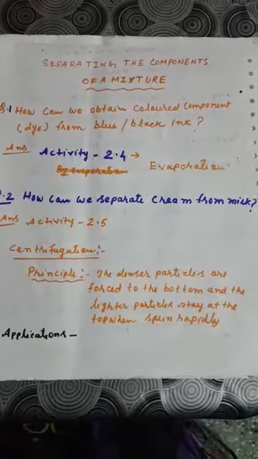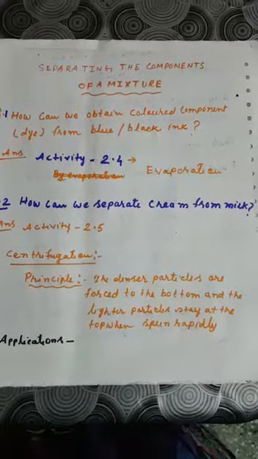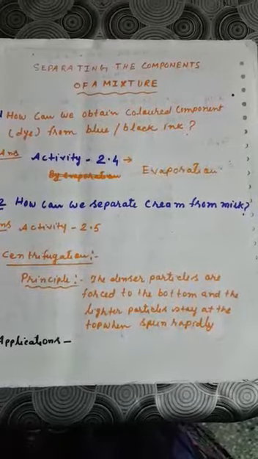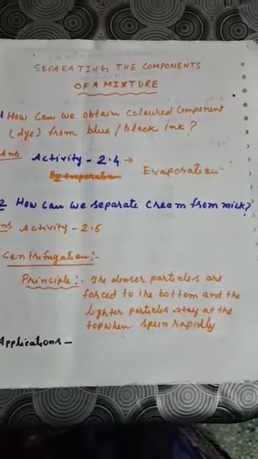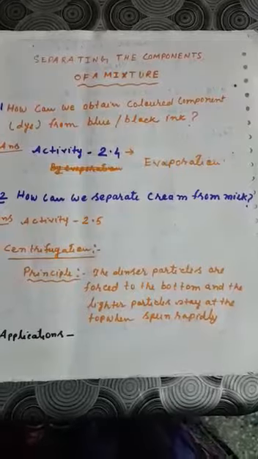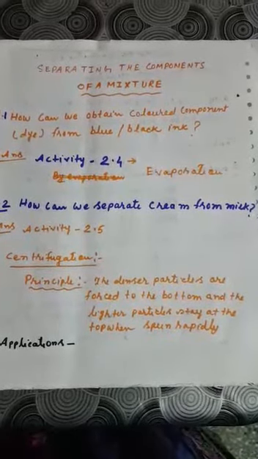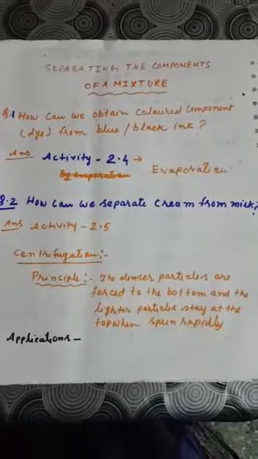Question number 2 is, how can we separate cream from milk? We can separate cream from milk by a method called centrifugation. We know that in milk there is cream present in it. So we can separate that by the centrifugation method. So what is the principle behind the centrifugation technique?